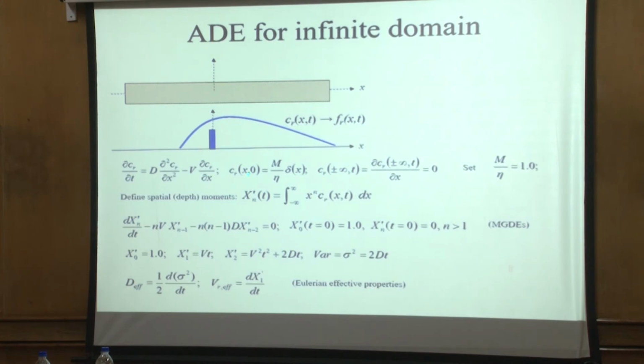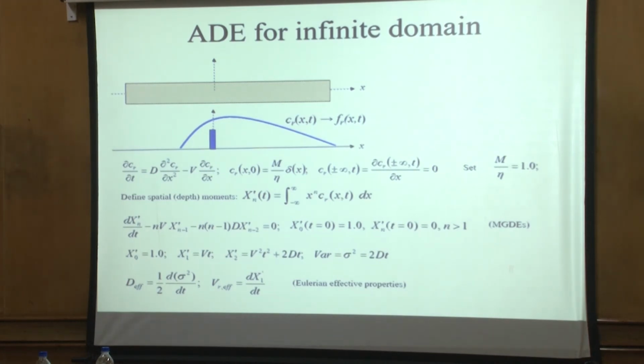And given these boundary conditions, the 0th moment, x0 prime at t equals 0, is going to be 1. All the higher order moments are 0 because I introduced a delta function. All the solute mass was at x equals 0 at time t equals 0. So the 0th moment is 1. After that, all higher order moments are 0. Okay. So what do we have then?